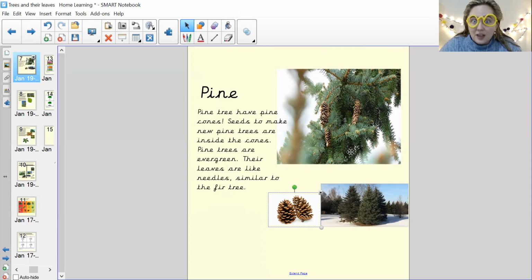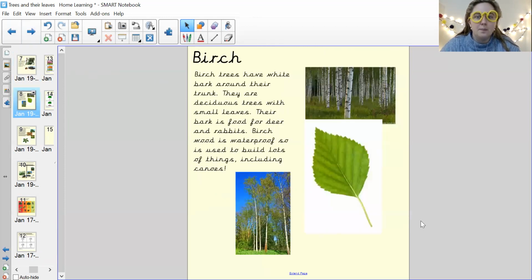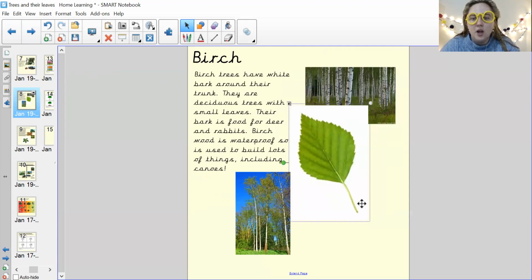Their leaves are like needles, and they are very similar to fir trees. These ones are a bit spikier though, I can tell you that. Right, let's have a look at this leaf. What do you think? This is a birch tree. Okay, get your examination goggles on. Boop, boop, boop, boop, boop.